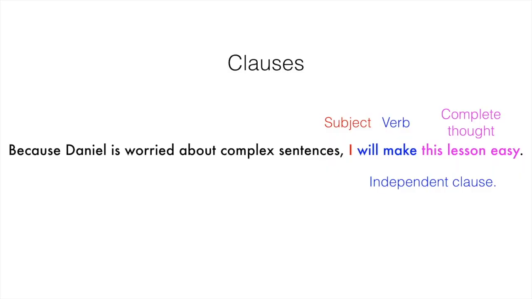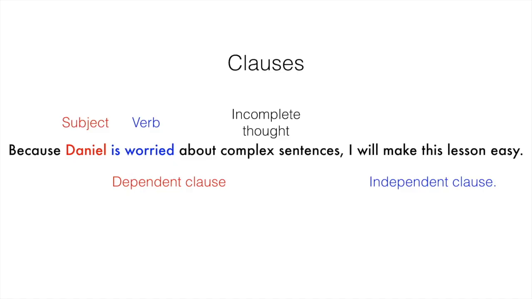So, take a guess as to which clause you think is which. Well, I will make this lesson easy. That sounds like a simple sentence. It has a subject, a verb, and a complete thought. So I think that is the independent clause. Right. Because Daniel is worried about complex sentences, well, that certainly looks like a complete sentence. It has a subject and a verb, but the thought does not seem complete. Yes, because it needs the clause, I will make this lesson easy to give it meaning.